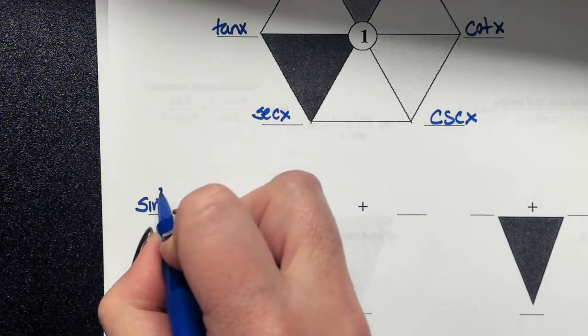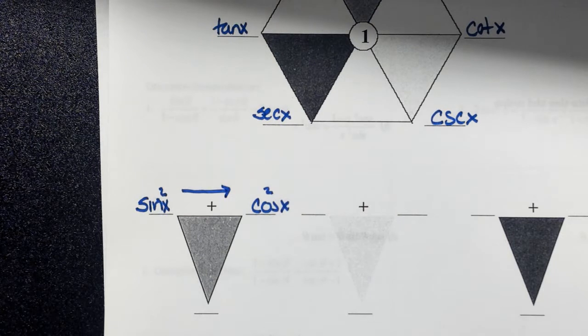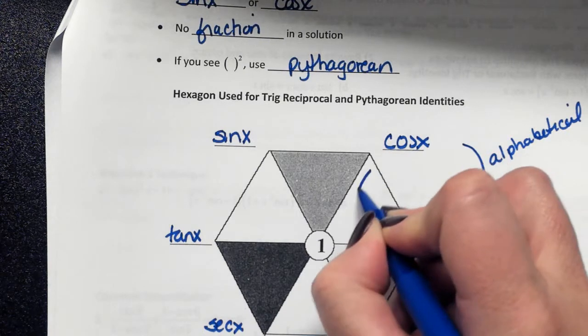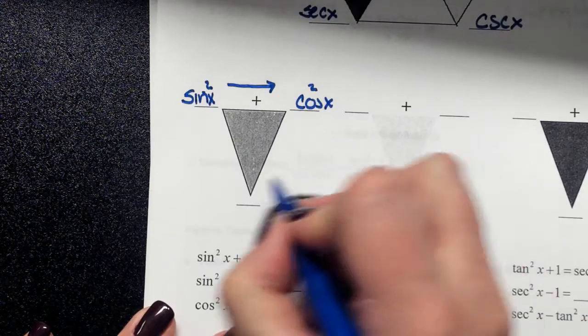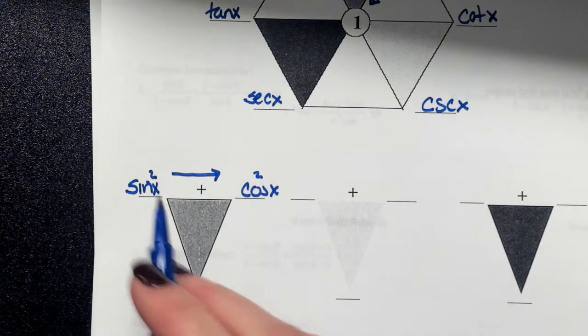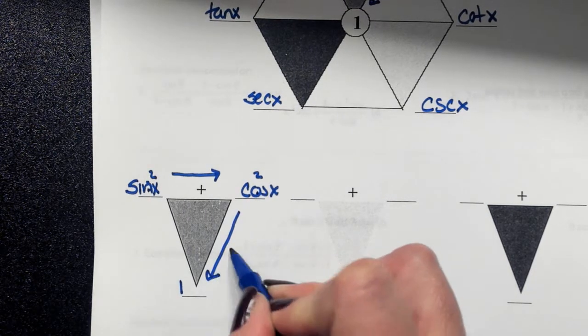So if I take sine squared x and I go across this top triangle, sine squared plus cosine squared, notice when I go down in my vertice of my hexagon, it gives me a 1. There's that first Pythagorean identity. Sine squared plus cosine squared, when you go down, that's what it's equal to.